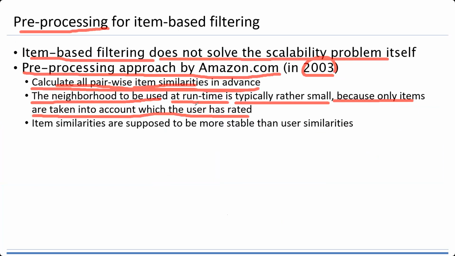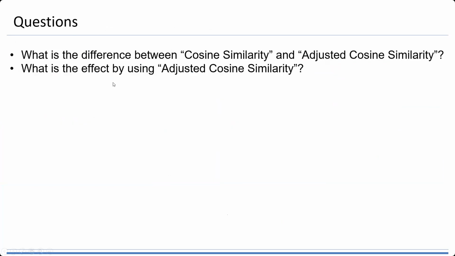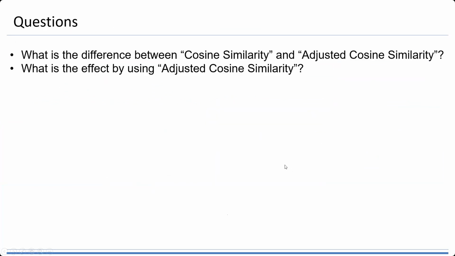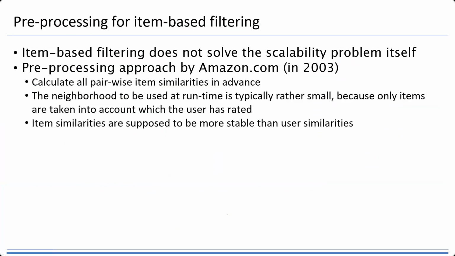And the neighborhood to be used at the runtime is typically rather small. You know, the neighborhood. The neighborhood means, in this case, we are using item 1 and item 4. So when we choose this neighborhood, we need to choose it small. Because if you choose many neighborhoods, it will be more complicated to understand. So Amazon also gave that idea. Because only items are taken into account which the user has rated. So not all users give the rating.